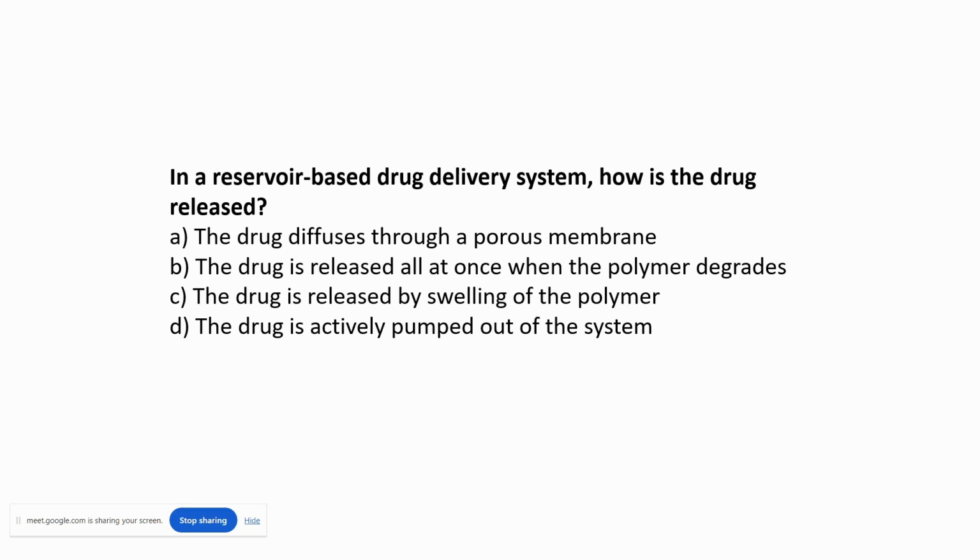Okay. So the correct answer here would be option A. It diffuses mainly through a porous membrane. So a reservoir system is basically you have a high concentrated drug reservoir in core, and then it is coated by your polymeric substance or a porous membrane, and based on diffusion only it comes out from a high gradient core to the lower gradient outside. So diffusion is the main mechanism by which reservoir based drug delivery system work.